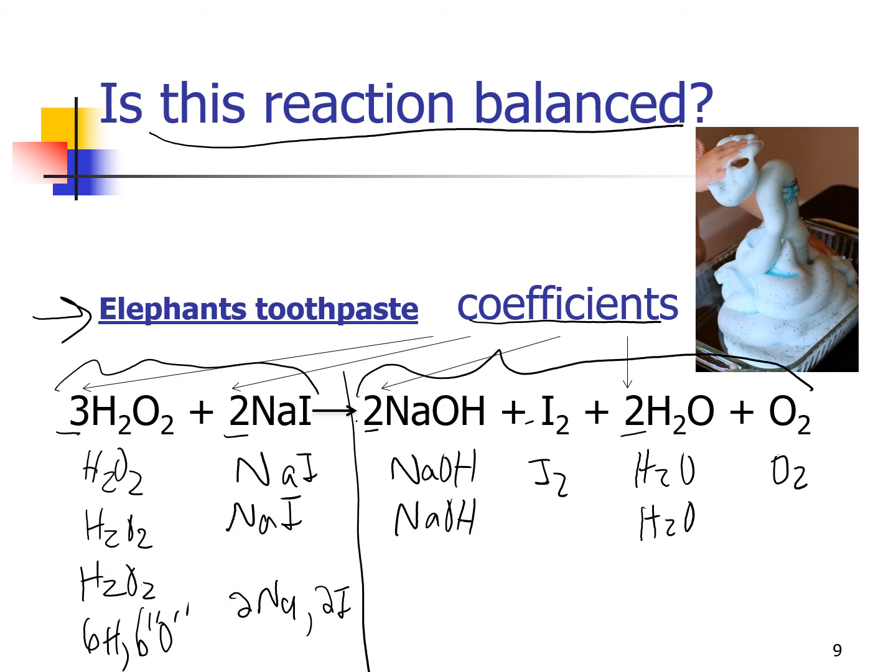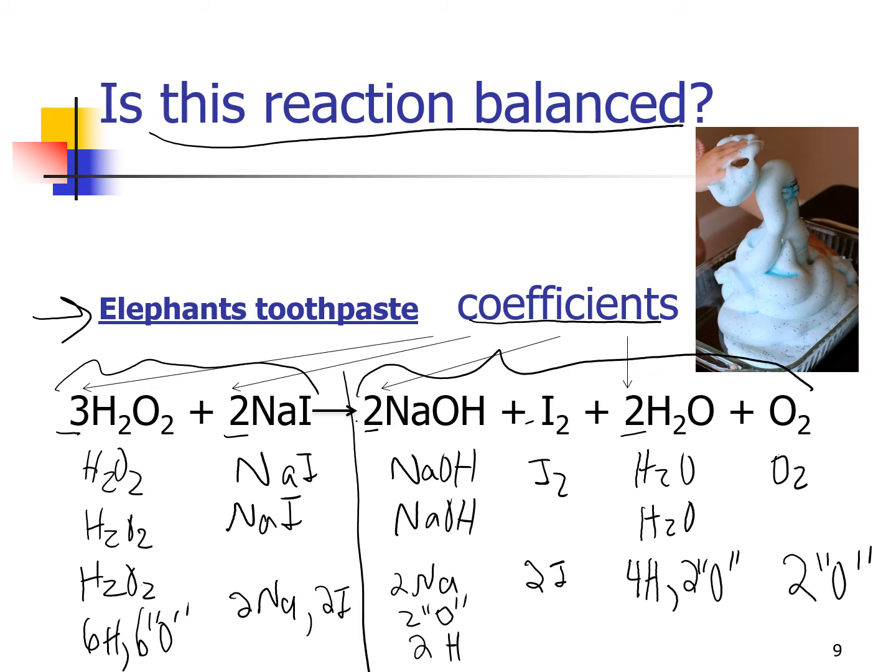For 2 sodium hydroxides, we have 2 sodiums, and we have 2 oxygens and 2 hydrogens. For I2, there are 2 iodines in 1 molecule. For our 2 water molecules, we have 4 hydrogens and 2 oxygens, and our 1 molecule of O2 has 2 oxygens.